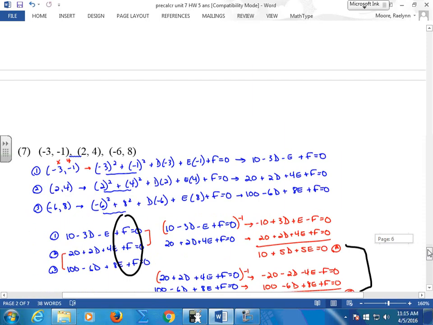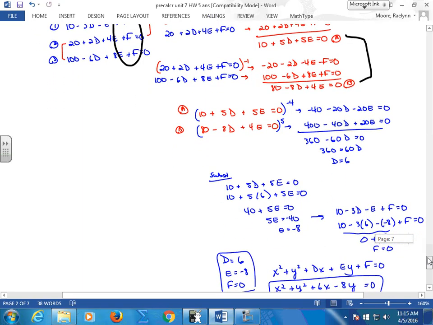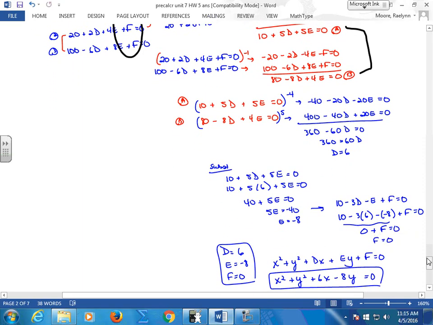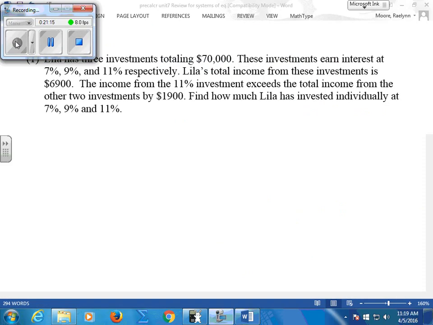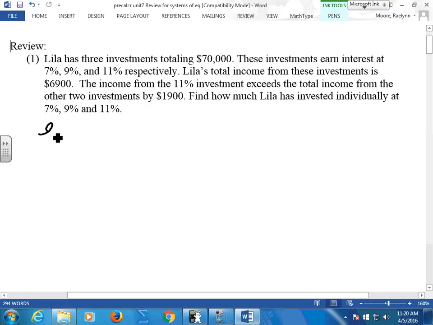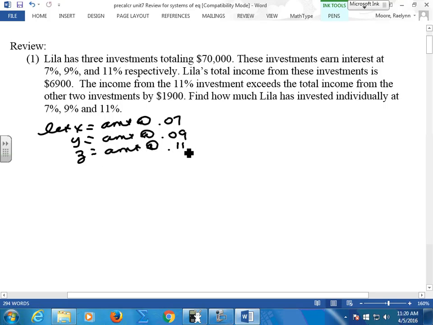Let me just zoom in so that you can see it a little bit better in here. Okay? And brought it back to an equation. Let X equal the amount at 0.07, Y equal the amount at 0.09, and Z equals the amount at 0.11. So, all her three investments, this is what she's investing right here. We don't know what they are. They're X, Y, and Z.